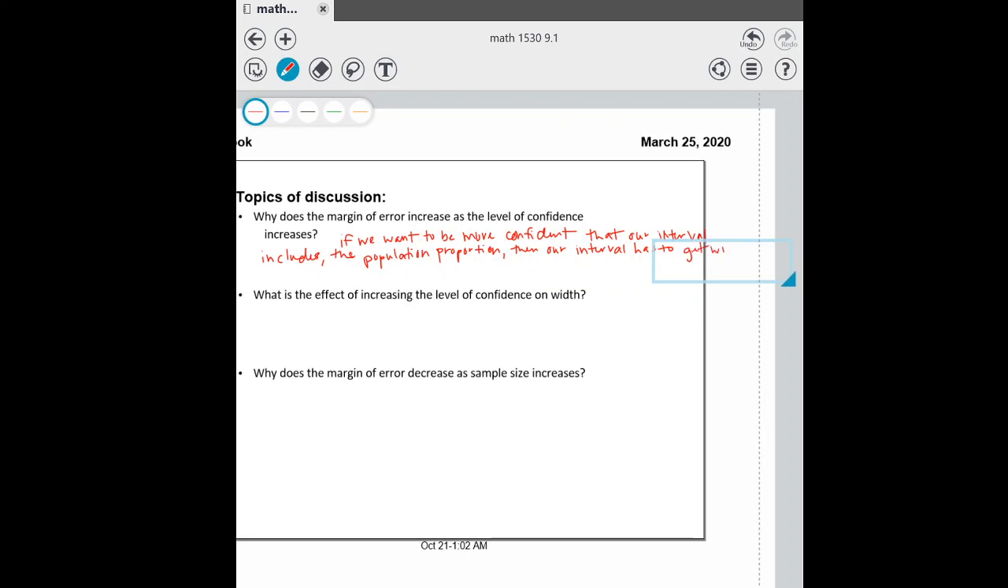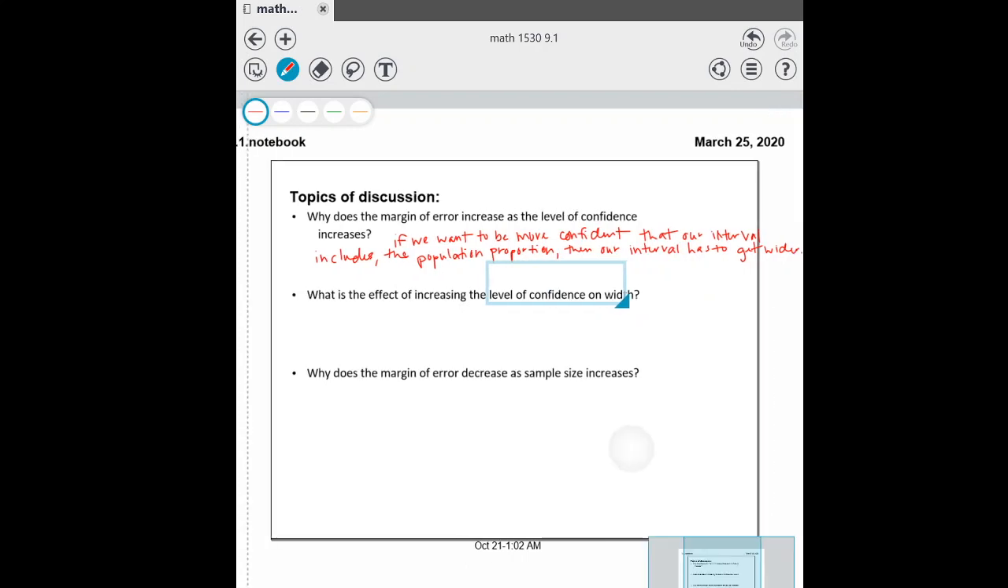So, if we want to be more confident, instead of being 95% confident, let's say we want to be 99% confident, almost 100% sure that the interval we're giving includes the population proportion. The only way we can be certain and make it more confident is by making the interval wider. So let me show you what I mean.